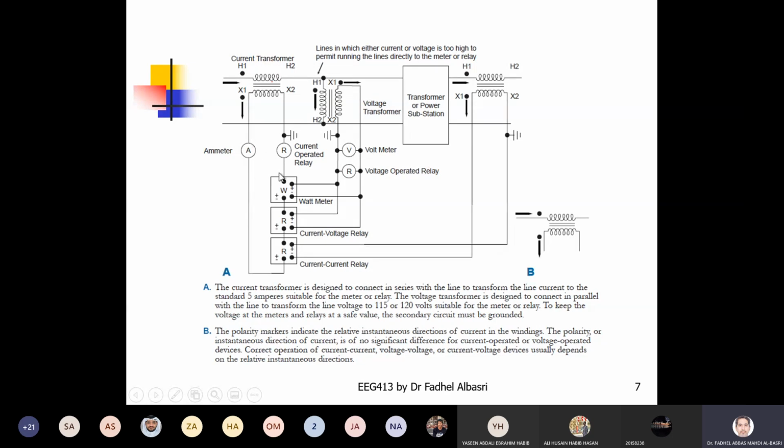I can use this current also to compare in a relay that compares the current at the primary with the current at the secondary. We call this a current relay, and this type of relay is termed a differential relay. And we have one chapter on this differential relay.